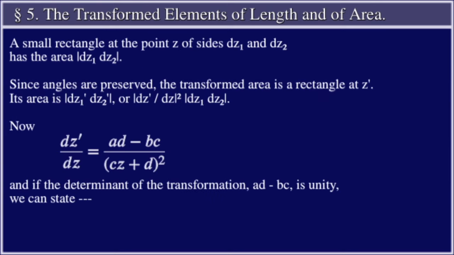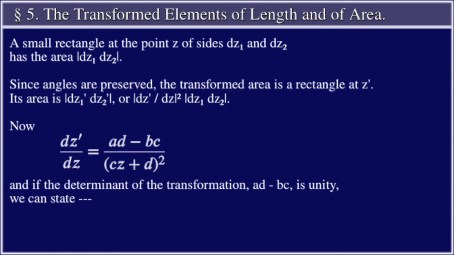A small rectangle at the point z of sides dz1 and dz2 has the area, the absolute value of dz1 times dz2. Since the angles are preserved, the transformed area is a rectangle at z prime. Its area is the absolute value of dz1 prime times dz2 prime, or the absolute value of dz prime divided by dz, squared, times the absolute value of dz1 times dz2.